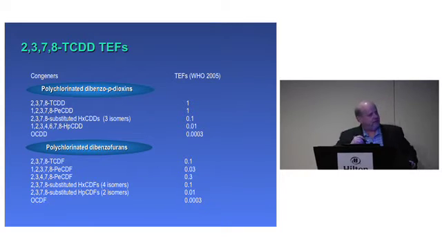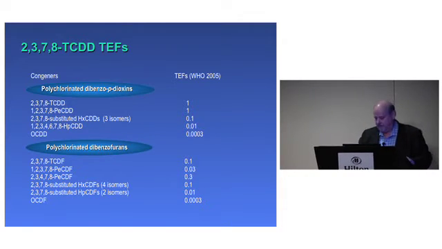Just to show you one little slide of what the TEFs are, 2378 TCDD is assigned the value of 1, and the pentadioxin is also assigned 1, and then the others are various fractions of TCDD or pentadioxin.